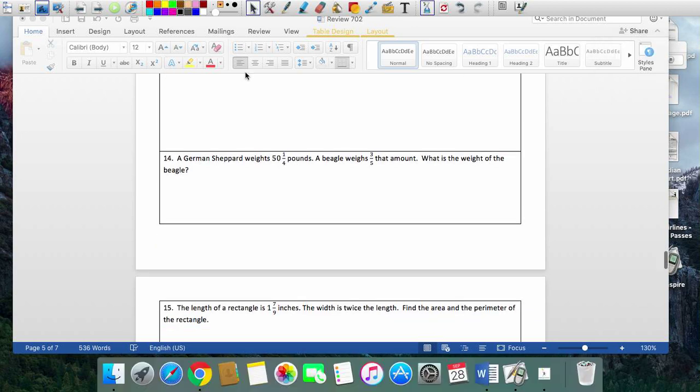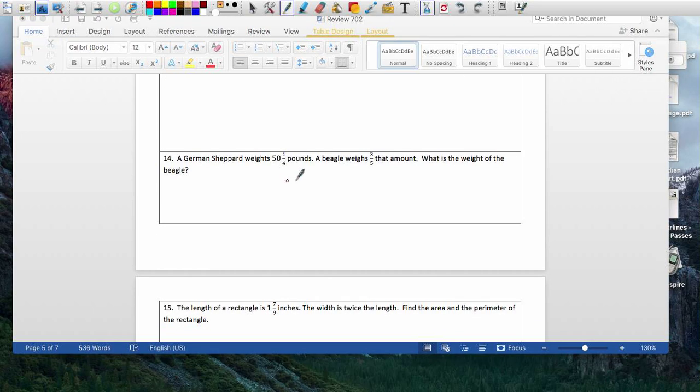14, the German Shepherd weighs 50 and 1/4 pounds. The Beagle weighs 3/5 that amount. What's the weight of the Beagle? So I guess if I write it like this, I'm going to take 3/5 of 50 and 1/4, right?